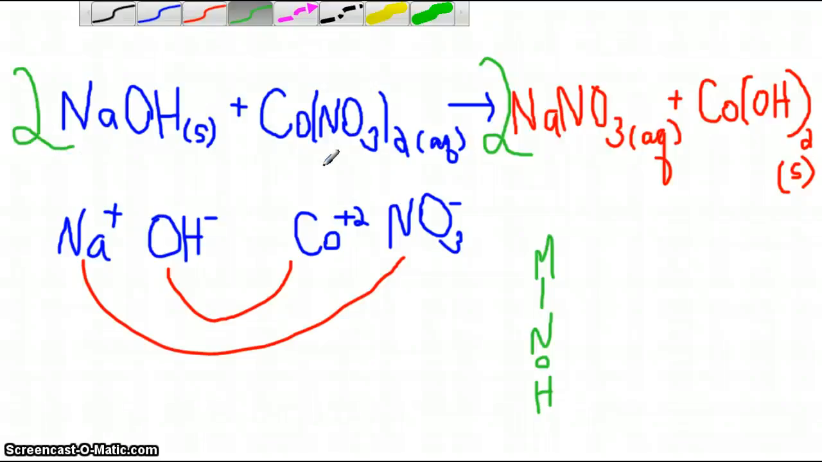So in this case, in the double displacement reaction we have here, remember that what you want to do is balance the hydroxides. There's two over here, there's only one here, that's why you needed a 2 for the balancing of your reaction. How's it going?